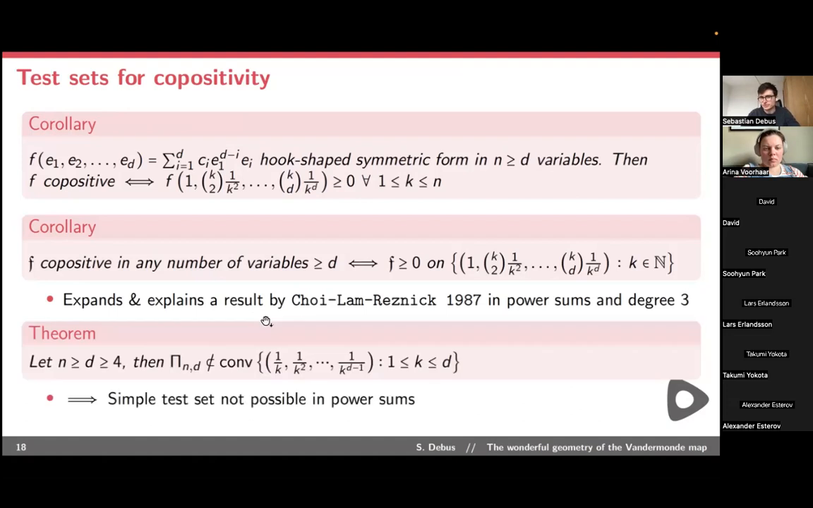But then we show that as soon as you go to larger degree than 4, when you don't have a linear relation, then the Vandermonde cell is not contained in this convex polytope any longer. And so the simple test sets for copositivity found by Blekherman and Riener for even symmetric polynomials in power sums cannot be formulated for higher degrees.